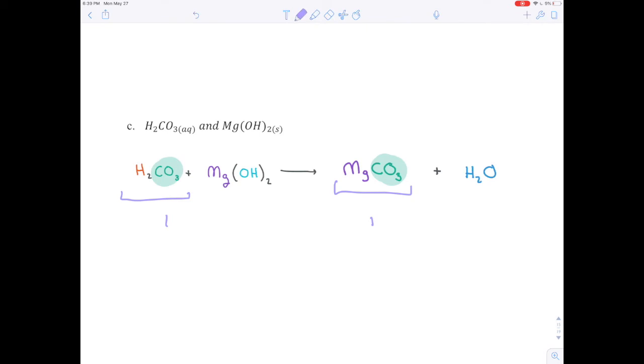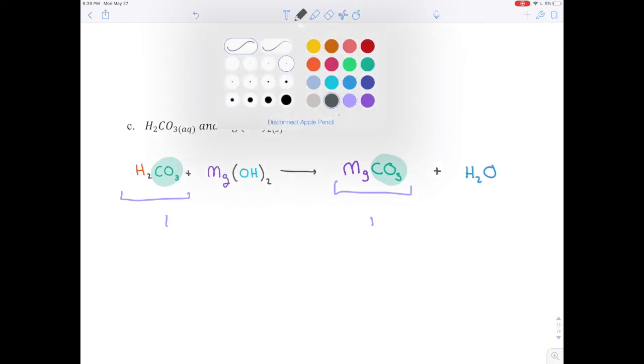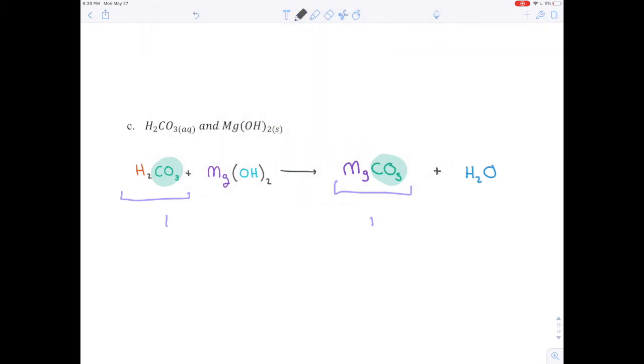If you're curious what it would look like if you had more than one polyatomic ion, that would be something like if you had, let's say, for example, this. So notice how this is the polyatomic ion, but there's a number outside of it. So that's what it would look like if you had more than one. Here we only have one on each side, and so it's balanced.